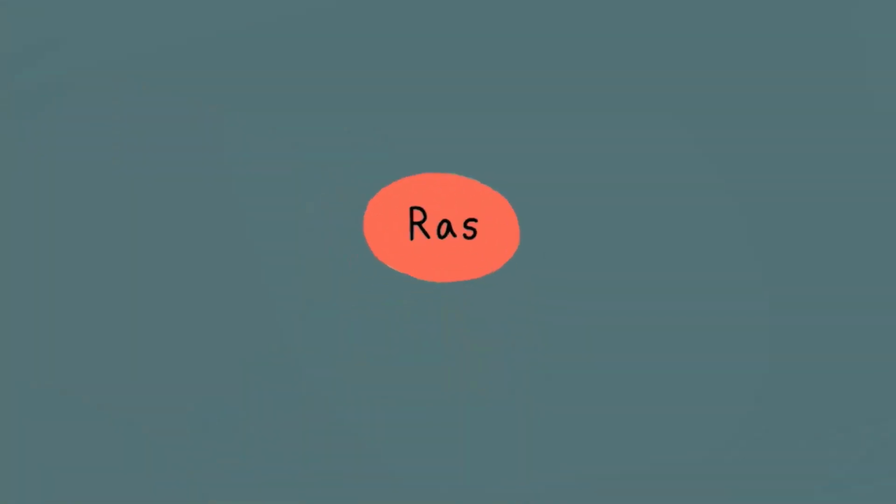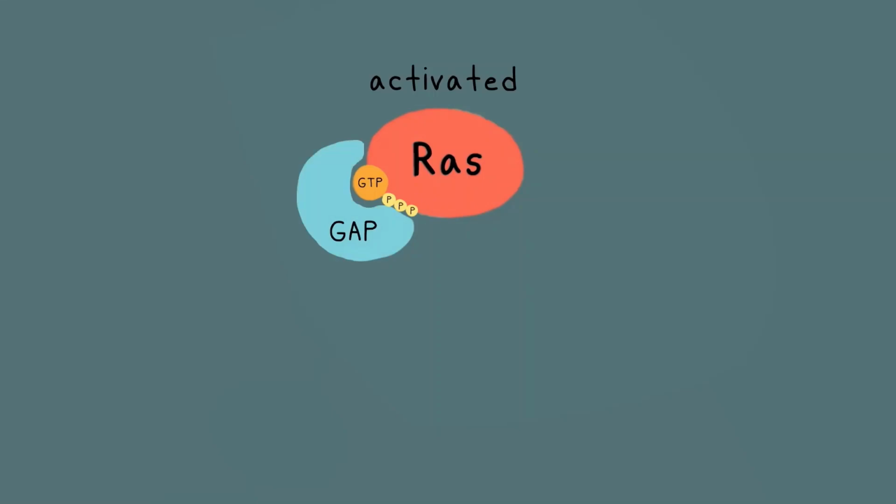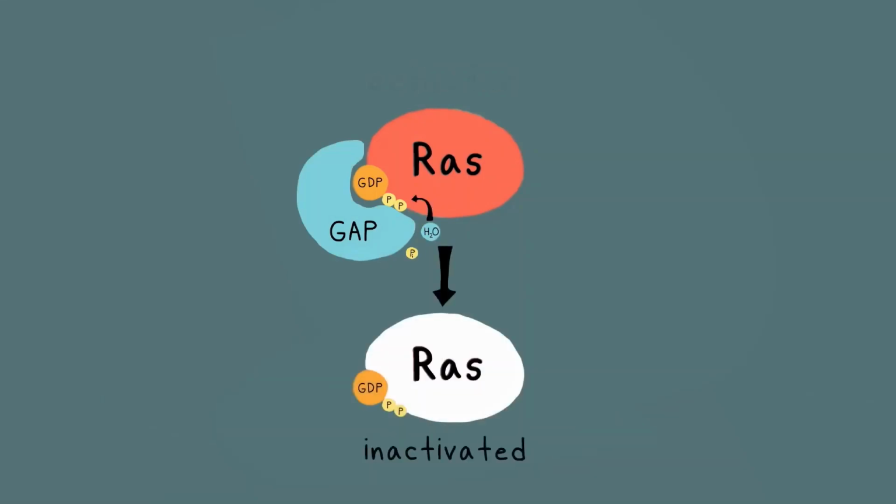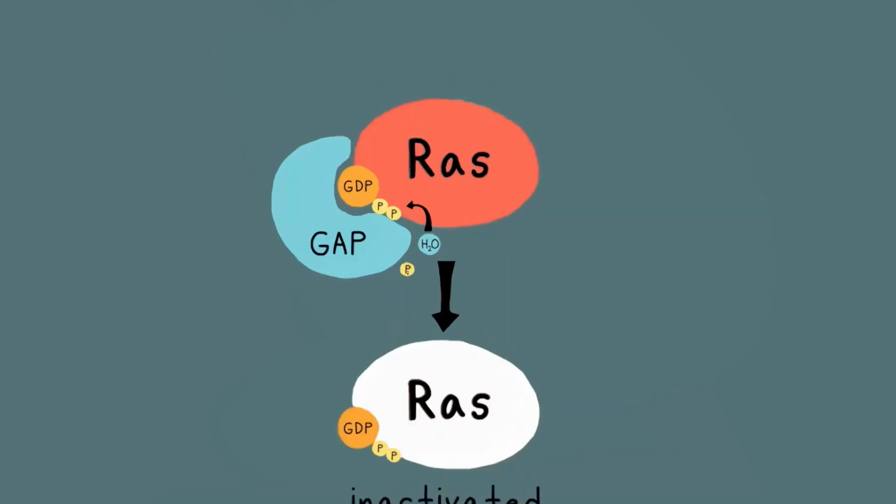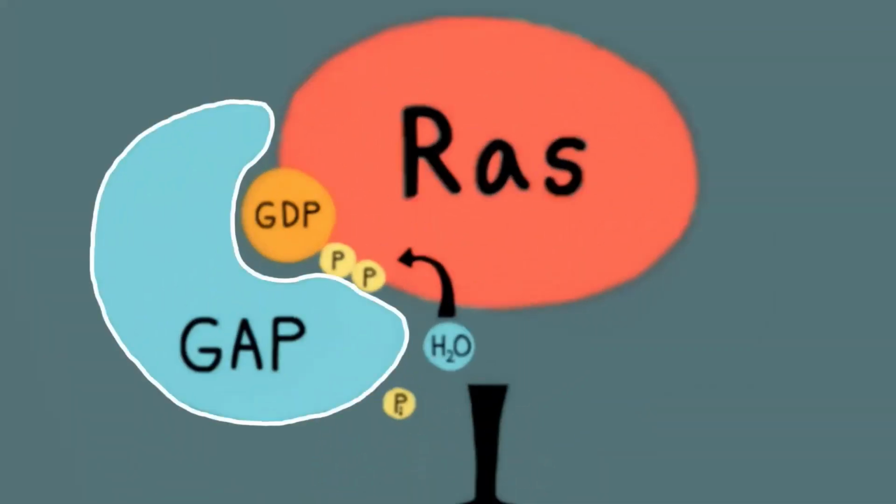To prevent cells from dividing nonstop, the RAS protein inactivates by cleaving off a phosphate from GTP after relaying the signal to the next protein in the pathway. The hydrolysis reaction is accelerated by the arginine finger of a GTPase activating protein.